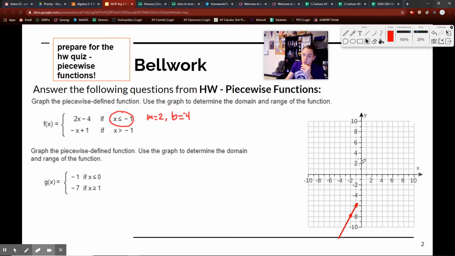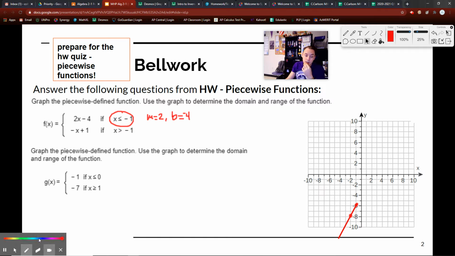I had a couple of students ask, like in the past, can I just graph the whole thing and then just cut off what I don't need? And yeah, absolutely. You can definitely do that. And if that helps you, go do that. Right here is negative 1. I want it less than negative 1, so I just need that piece. As long as it's dotted and that's a full dot, it's closed, then we're solid.